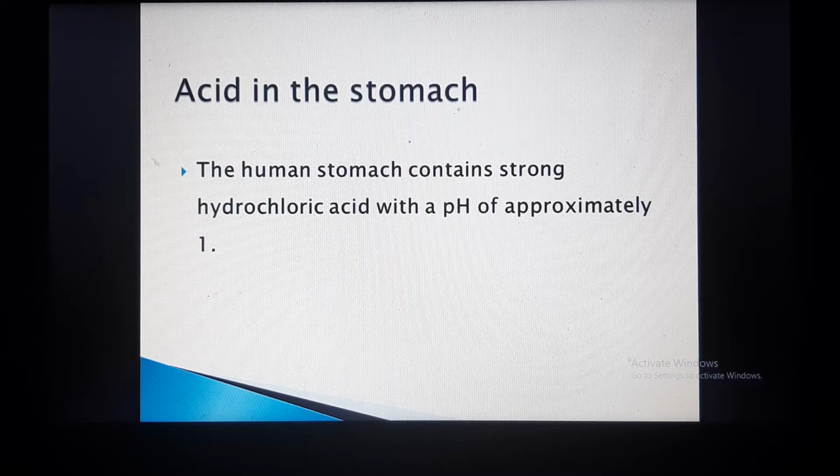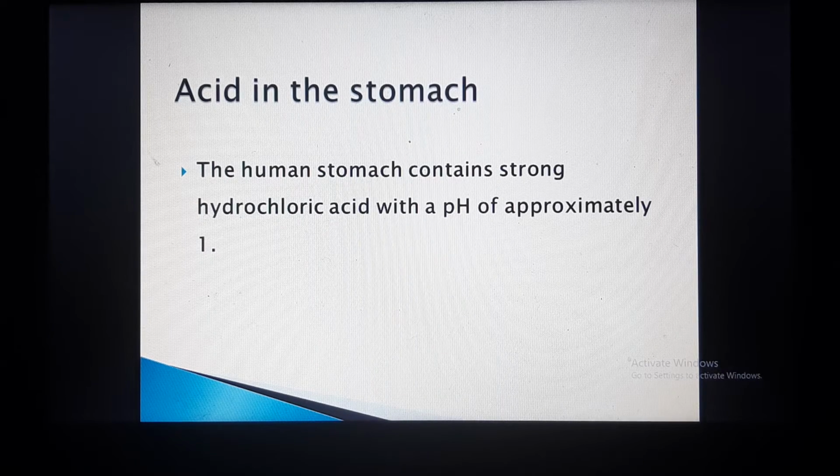First we are discussing the acid in the stomach. The human stomach contains strong hydrochloric acid with a pH of approximately 1. That means the human stomach is producing an acid. The acid name is hydrochloric acid. And what about the pH of this acid? The pH of this acid is approximately 1.